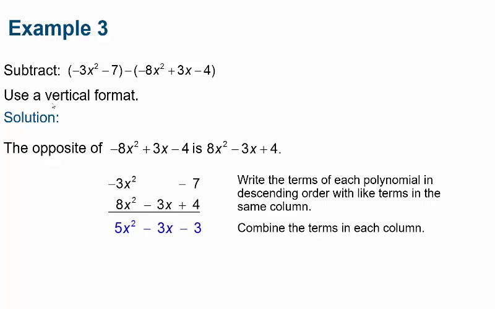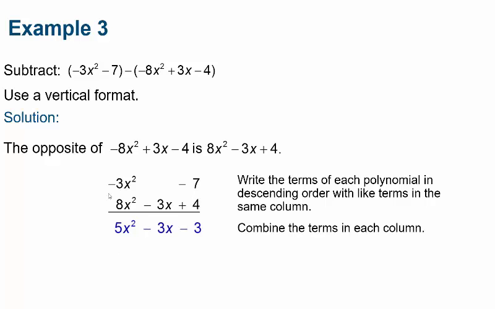Then using the vertical, you're going to take the minus 3x squared, and under it you're going to put the 8x squared. There is no x term here, so I'm going to leave a blank there. And then the constant minus 7 I'm going to put over here. Then, using my values that had the negative distributed, I'm going to put the 8x squared here. The minus 3x goes above the empty space, and the plus 4 constant goes below this constant.